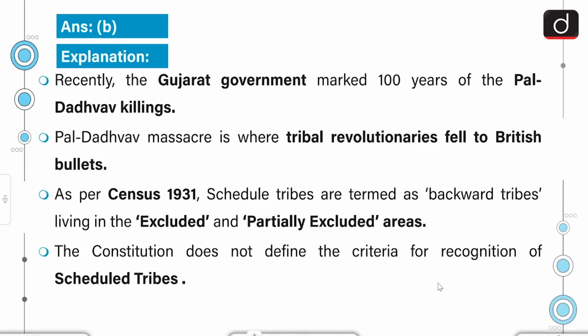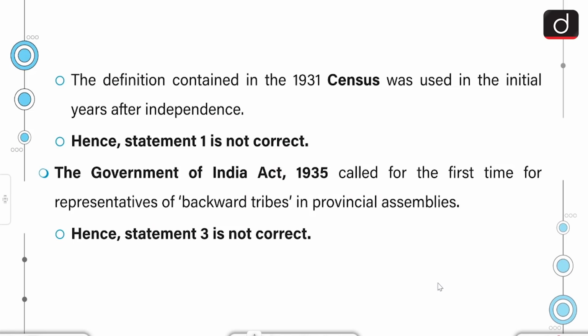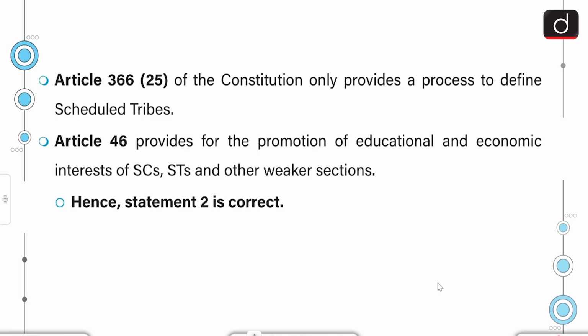Recently, the Gujarat government marked 100 years of the Pal-Dadhvav killings. Pal-Dadhvav massacre is where tribal revolutionaries fell to British bullets. As per census 1931, scheduled tribes are termed as backward tribes living in the excluded and partially excluded areas. The Constitution does not define the criteria for recognition of STs. The definition contained in the 1931 census was used in the initial years after independence. The Government of India Act 1935 called for the first time for representatives of backward tribes in provincial assemblies. Article 366, Clause 25 of the Constitution only provides a process to define scheduled tribe. Article 46 provides for the promotion of educational and economic interest of SCs, STs, and other weaker sections.